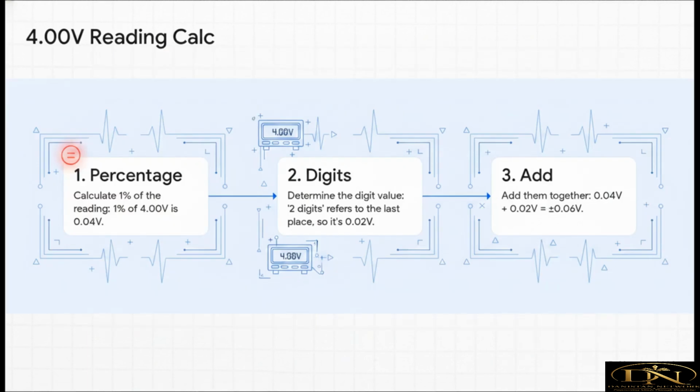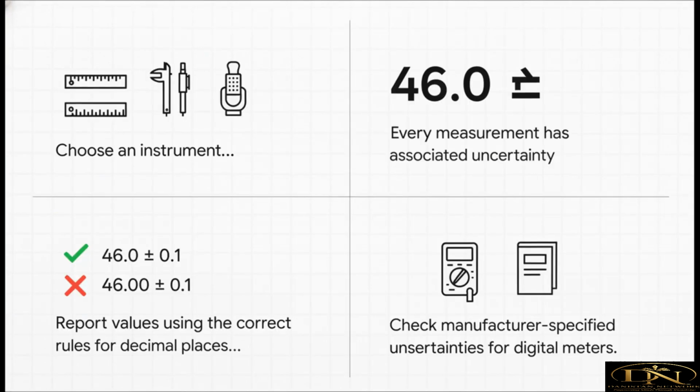Say 4.00 volts. So first, we do the percentage part. What's 1% of 4.00 volts? That's 0.04 volts. Got it. Next, the digit part. When it says 2 digits, it means 2 counts of the very last decimal place. Our reading goes to the 100th place, so that's 2 times 0.01, which is 0.02 volts. The last step, just add them together. 0.04 plus 0.02 gives us a total uncertainty of plus or minus 0.06 volts. See? Not so bad.